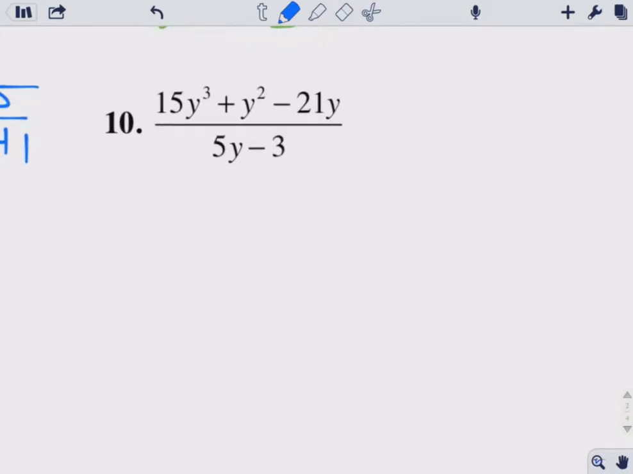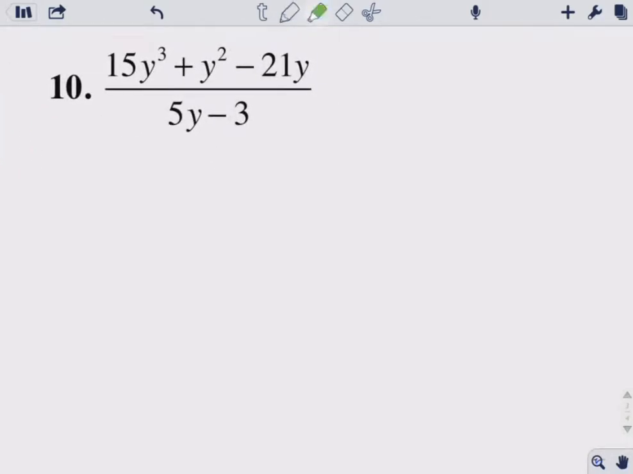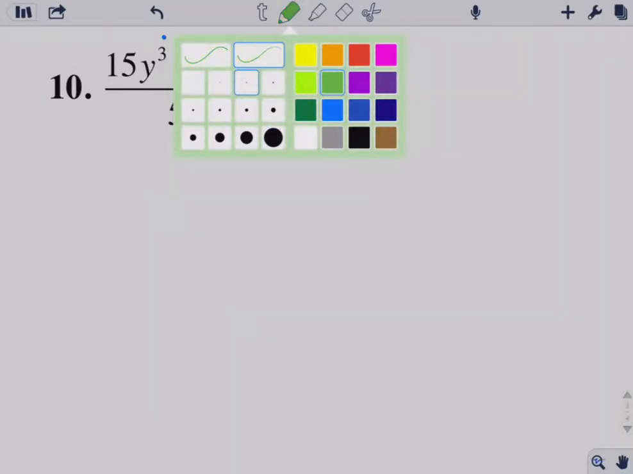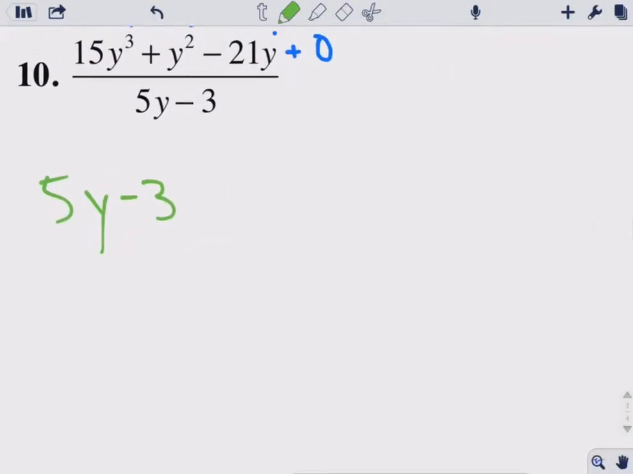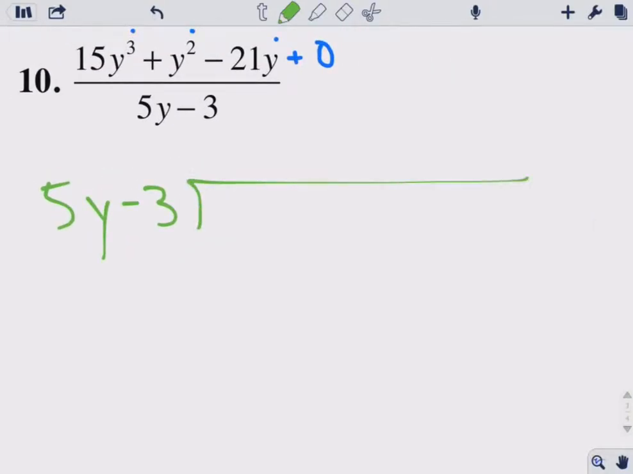Let's look at 10. Note, we have cubed, squared, a 1 value, and there is nothing at the end. Let's make sure we take care of that. We've got no constant value, so we'll deal with that in a second. Let's write it out. 5y minus 3 divides into 15y cubed plus y squared minus 21y plus 0.